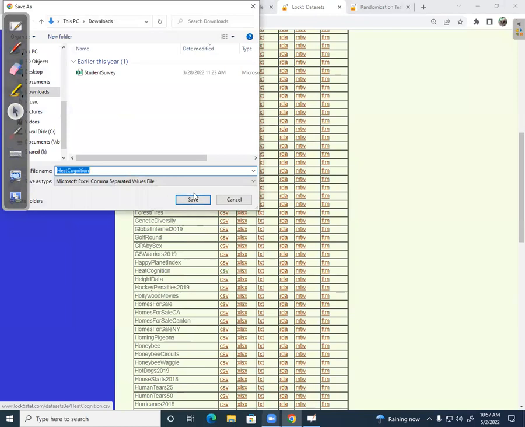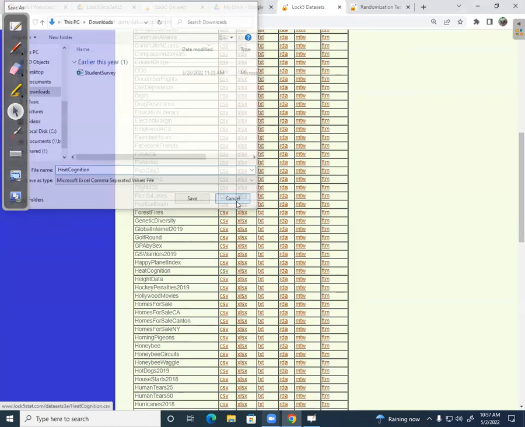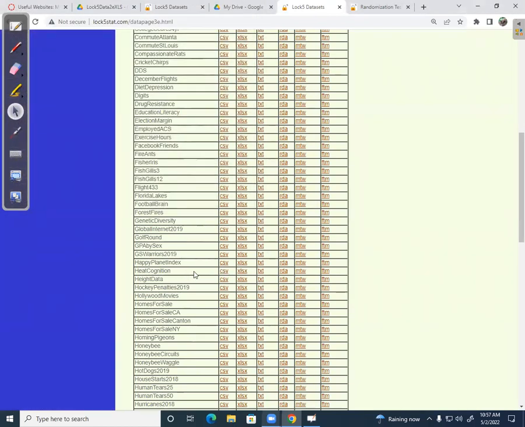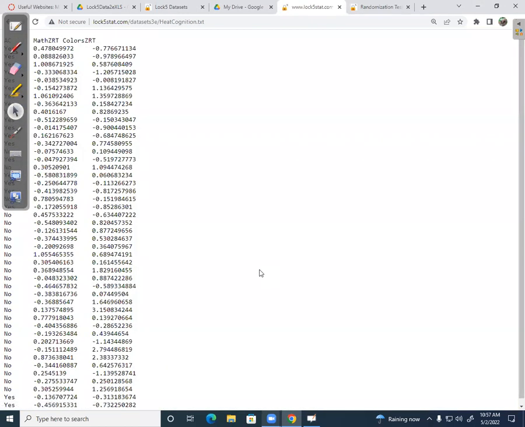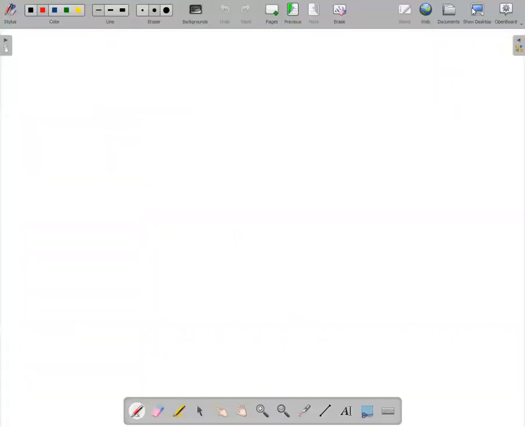And then what happens if I click the CSV one? It wants to download it. What if I do just the text one? I just want to copy it in the StatKey. HeatCognition text. There we go. Okay. Can I just copy this? And it's going to want to copy. Oh, what did I do?